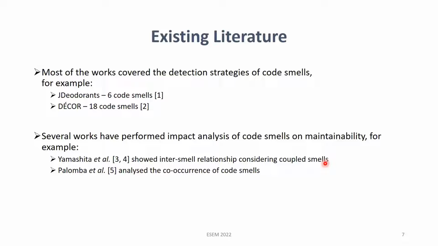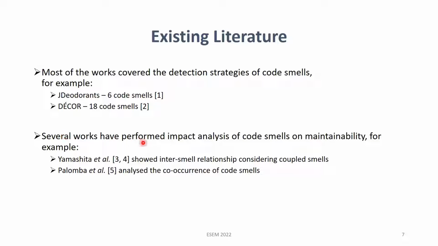Next, existing literature. Most of the works have covered the detection of code smells. For example, JDeodorant, an Eclipse plugin, identifies 6 types of code smells. Another tool, DECOR, detects 18 types of code smells using rule cards.